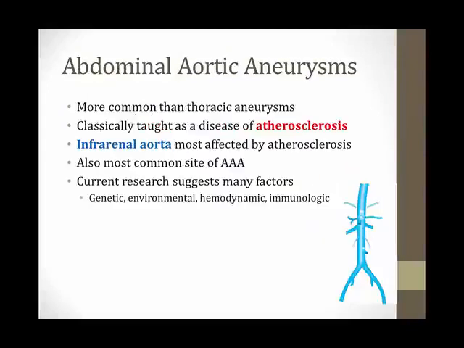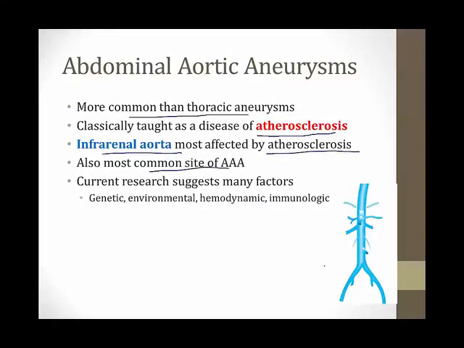Abdominal aortic aneurysms are much more common than thoracic aneurysms, and these aortic disorders are classically taught as a disease of atherosclerosis. The reason for this is because they almost always occur in conjunction with atherosclerosis, and in addition, the infrarenal aorta is the most commonly affected portion of the aorta by atherosclerosis, and that also happens to be the most common site of AAAs.